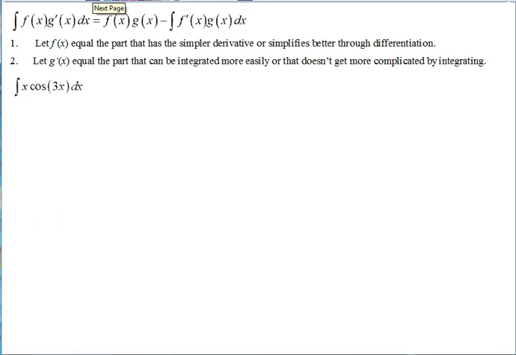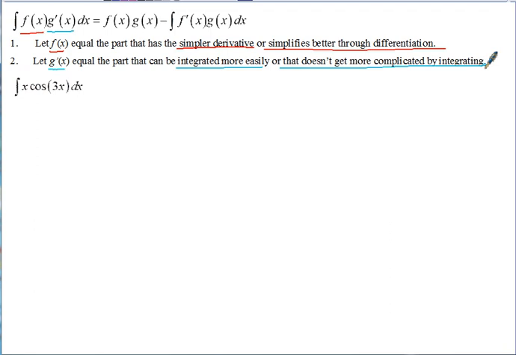As you get better at this, you'll get better at deciding which part of the integral to set equal to f of x and which part to set equal to g prime of x. But the general rule is, since we want to make it a simpler integral, we let f of x equal the part that has the simpler derivative or simplifies better through differentiation. And we let g prime of x equal the part of the integrand that can be integrated more easily or that doesn't get more complicated by integrating.